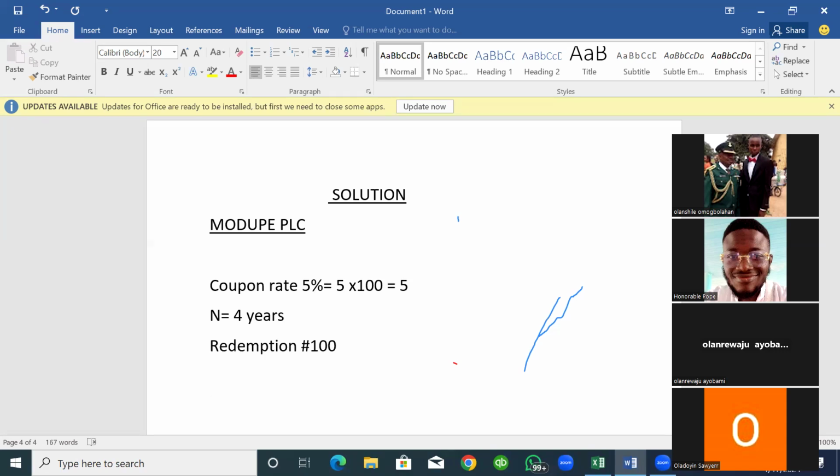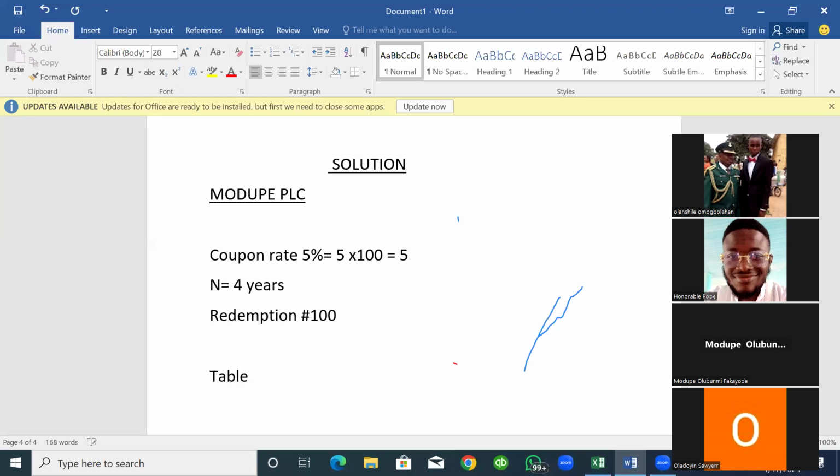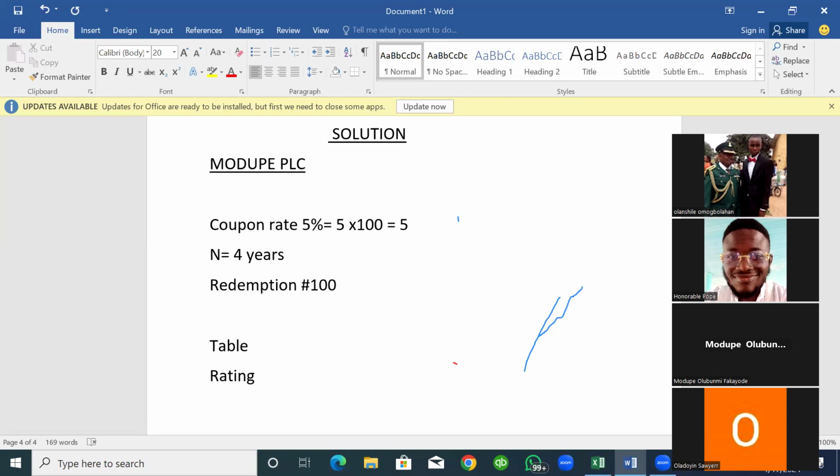Let's go back to the question. Modupe Limited is a major player in the aviation industry with a credit rating of AA. So when we are checking our credit spread, which part of the rating are we looking at? AA. Let's come to the table.